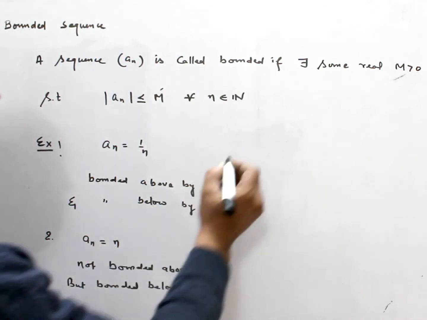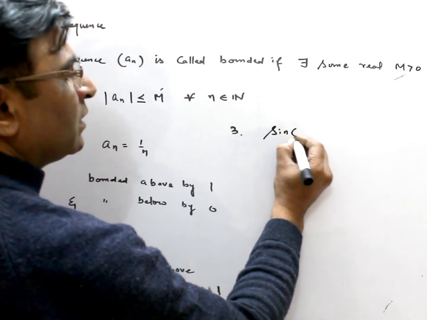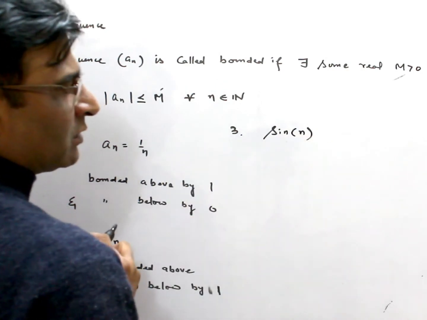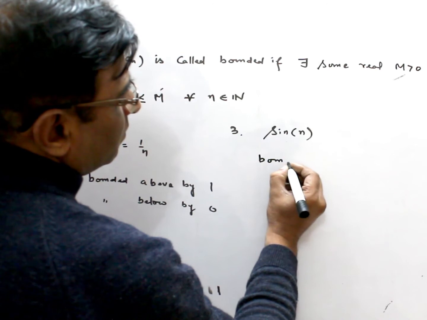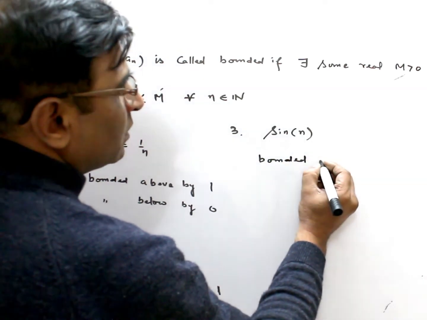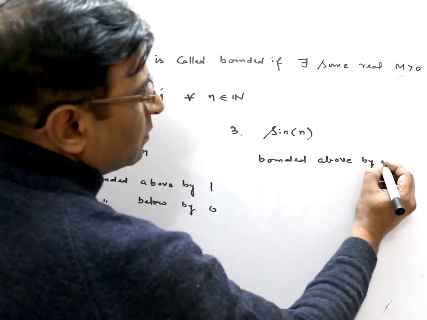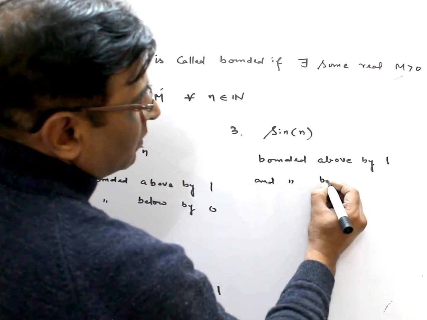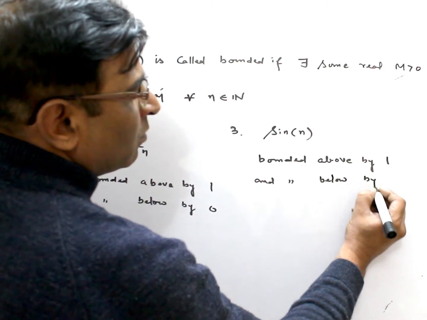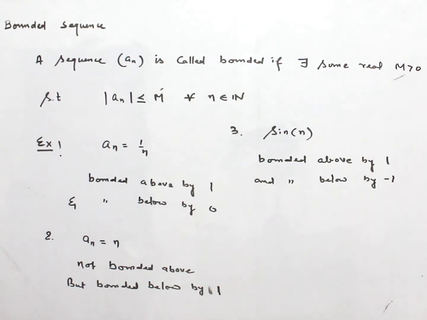Another example, the third example, sin n. What about this sequence? This sequence is bounded above by 1 and bounded below by -1. So these are some examples of sequences that are bounded and not bounded.